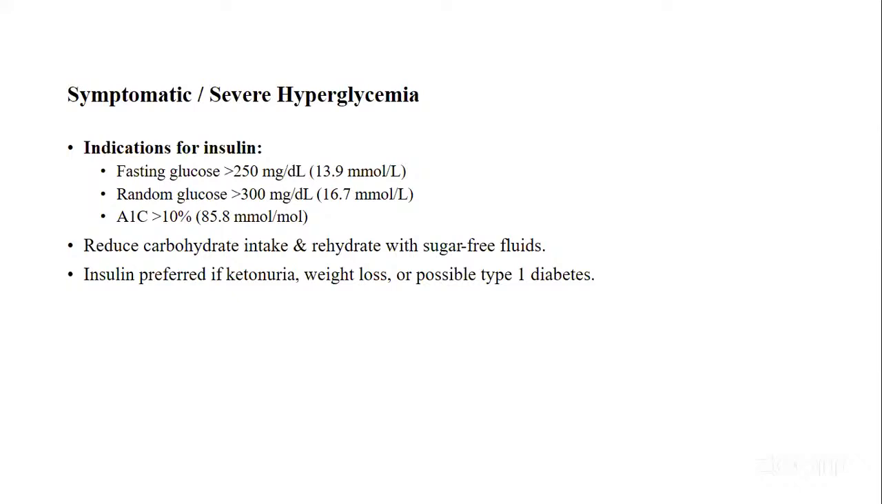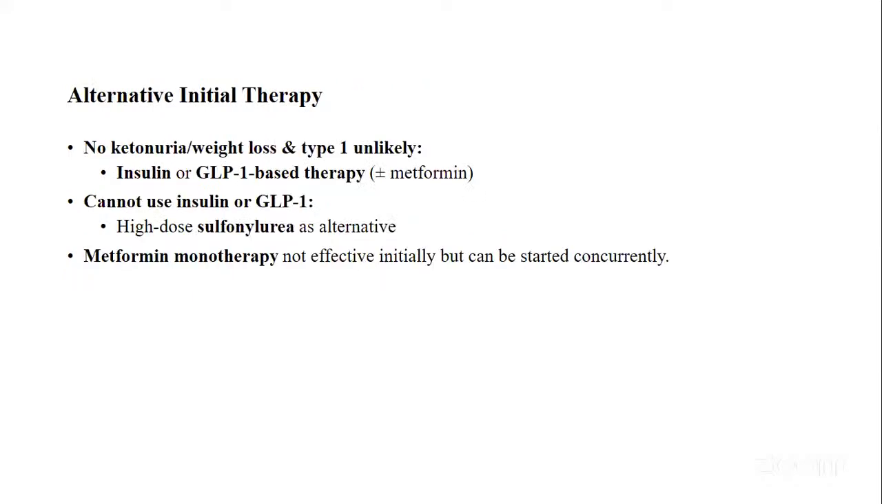The other is, we have discussed patients with asymptomatic non-catabolic hyperglycemia, and the other is symptomatic or severe hyperglycemia, like fasting glucose greater than 200 or consistent random glucose greater than 300 and/or A1C greater than 10%. In this case, our preference is insulin, and the patient also has to reduce carbohydrate intake and hydrate with sugar-free fluids. And the other is if ketonuria, weight loss, or possible type 1 diabetes, in this case also insulin is preferred over other drugs.